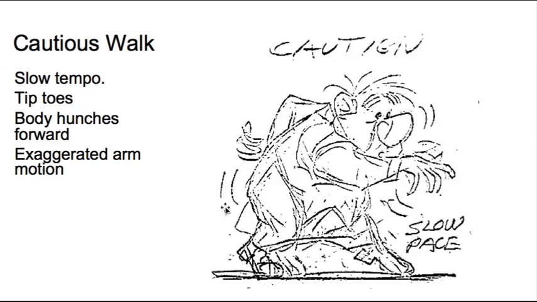And here's an example of a cautious walk, which we saw at the beginning. Again, a slow tempo. Maybe the character's on tiptoes here. We're going to have the body kind of hunching forward, hugging the ground so as not to make too much noise. And we might have exaggerated arm motion in order to balance out the character as he's walking.